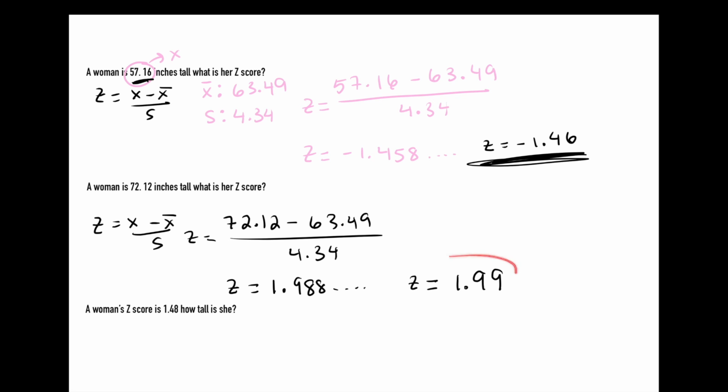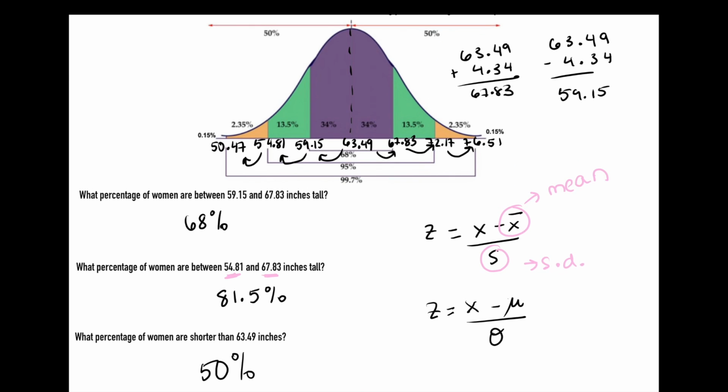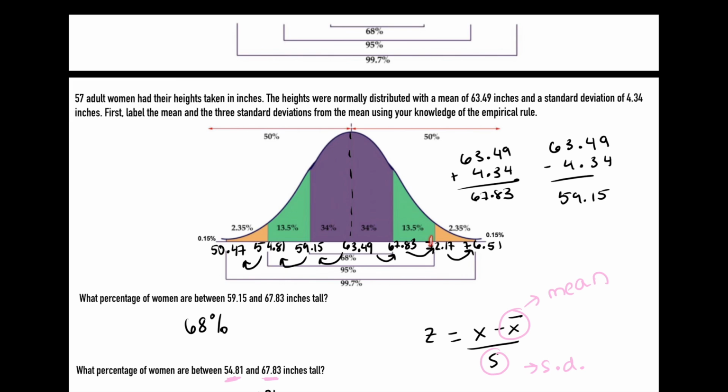So she is almost 2 standard deviations above the mean because this is a positive 1.99. So she is taller than the average woman by almost an entire 2 standard deviations. Let's check that out with our picture and see if that matches up. 72.12 is almost 72.17. She is 1.99 standard deviations from the mean. Almost 2 full standard deviations from the mean.